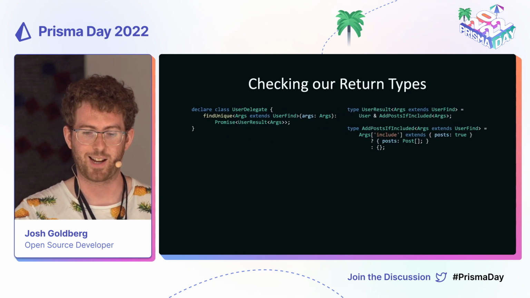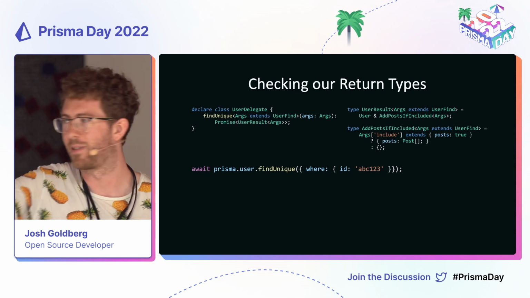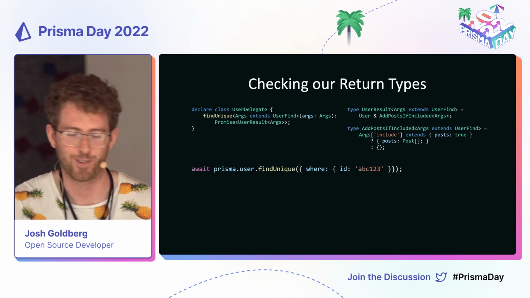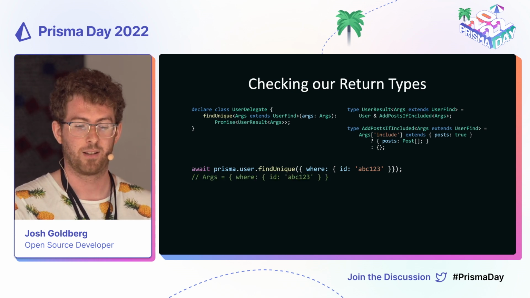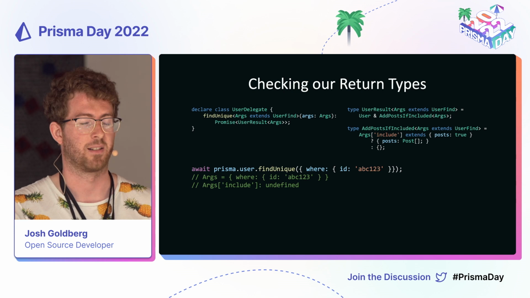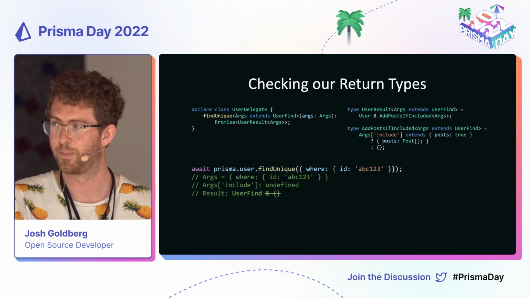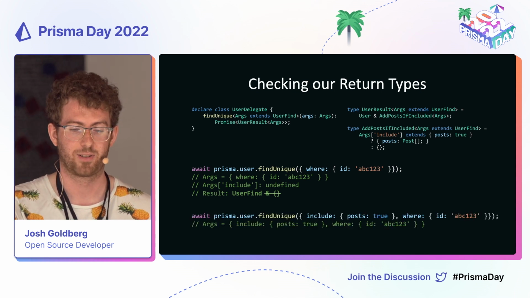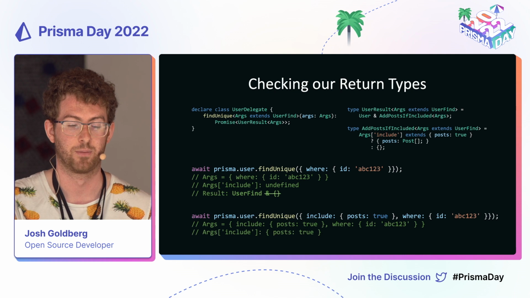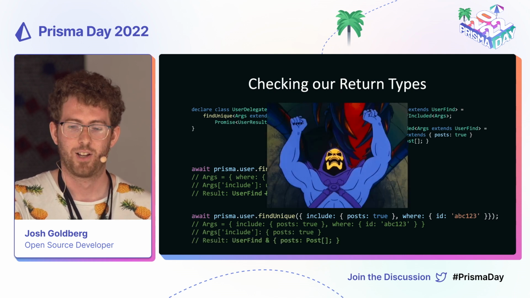So putting this all together, if we await prisma.user.findUnique, don't worry, I won't ask you on this one. I see the lack of enthusiasm. If we findUnique where we don't have a post, then the args is where ID string does not have an include, does not have posts, so we just have User with nothing else. And if we have await user.findUnique with posts, then we do have include posts true, so we add posts. So this is good.